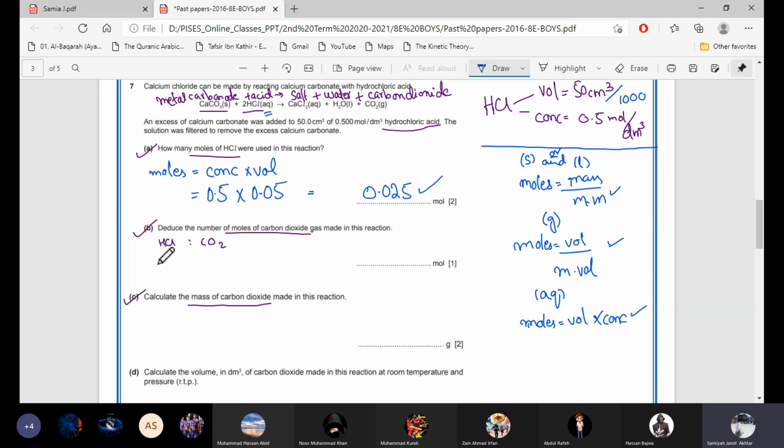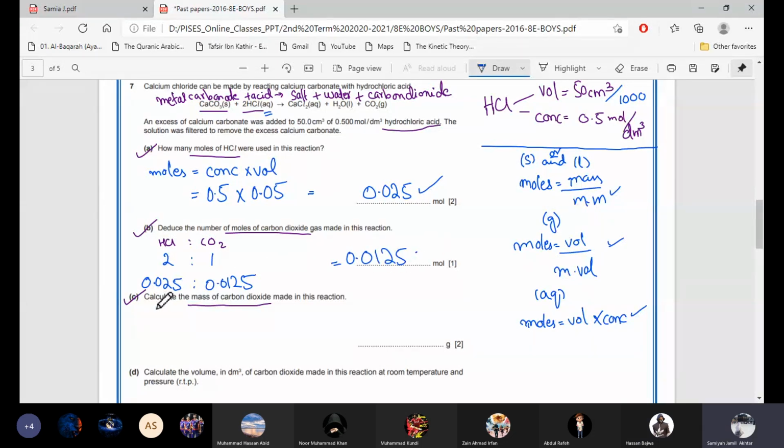Good. Okay, then what about the second part? We take out the ratio. 2:1. Yes, we will take the ratio between the two substances. One substance is for which we know the moles. We have calculated the moles in first step, and the second substance is for which we have to find out the moles. Between these two things, you have to take the ratio. Here it's HCl and carbon dioxide. According to the equation, HCl has 2 moles and carbon dioxide 1 mole. So 2 moles are giving half carbon dioxide. So 0.025 will give how much? 0.0125. Very good.